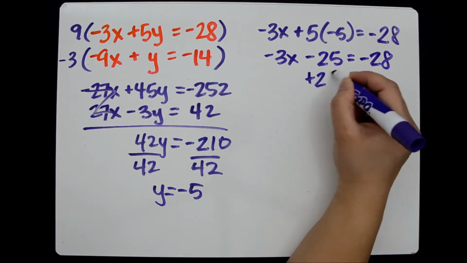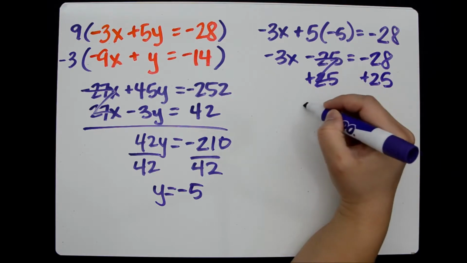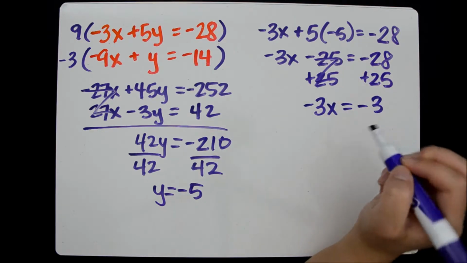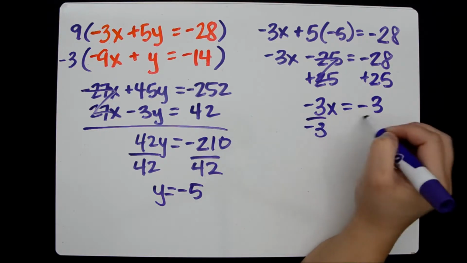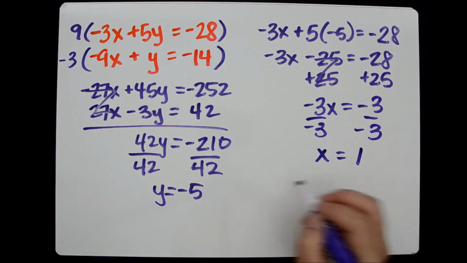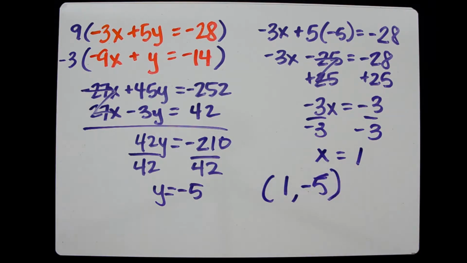We're going to add 25 to both sides of our equation. It zeroes out here. We're left with negative 3x is equal to negative 3. Let's go ahead and divide both sides by negative 3. This will 1 out, and we'll get x is equal to 1. So our solution would be 1, negative 5.